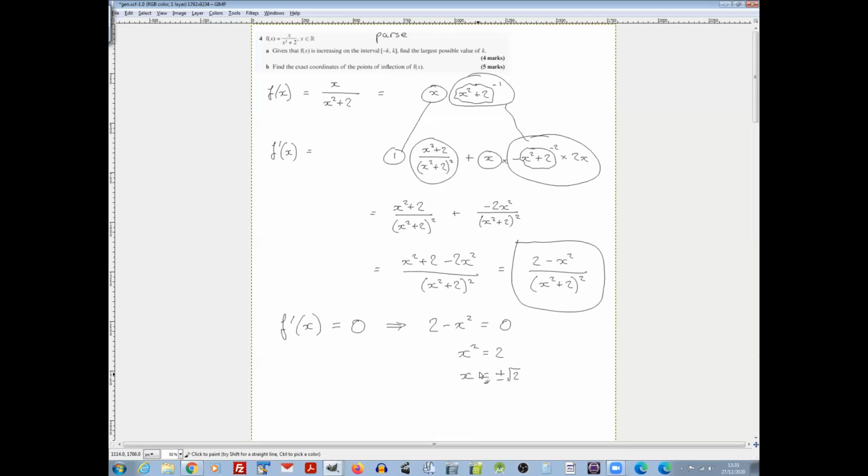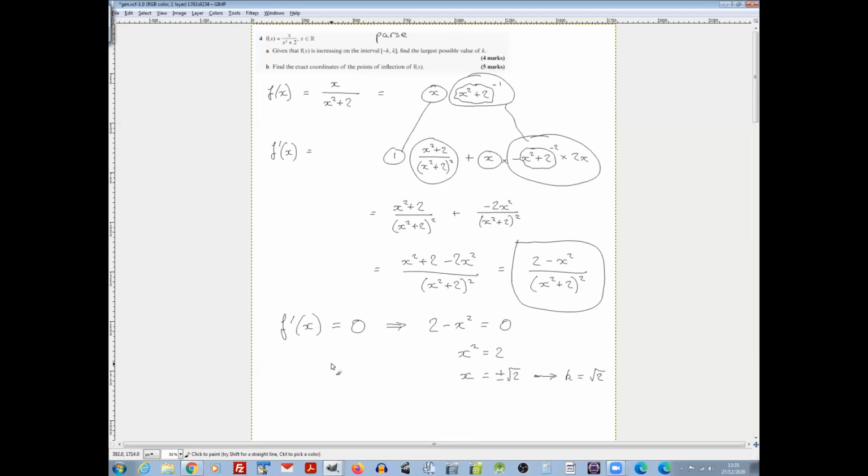So what's the largest possible value of k? Plus root 2. So that was what you planned to do, and now we've drawn the conclusion, because k was the x coordinate of where the stationary point was happening. Right. Find the exact coordinates of the points of inflection of f of x.